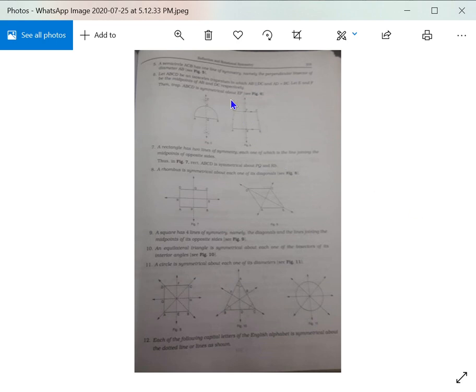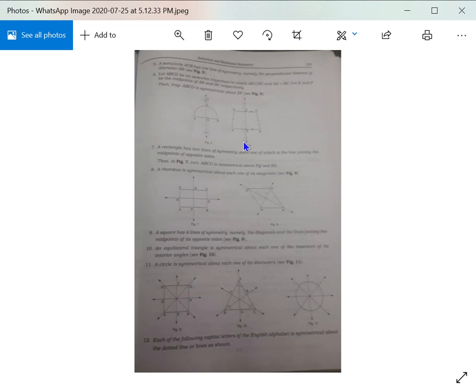A semicircle ACB has one line of symmetry, namely the perpendicular bisector of diameter AB. So in a semicircle, the line of symmetry is the perpendicular bisector of a diameter. Let ABCD be an isosceles trapezium in which AB is parallel to CD and AD equals BC. Let E and F be the midpoints of AB and CD respectively. Thus, trapezium ABCD is symmetrical about EF.